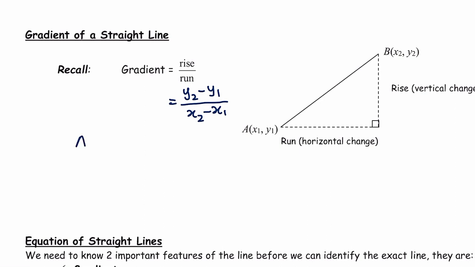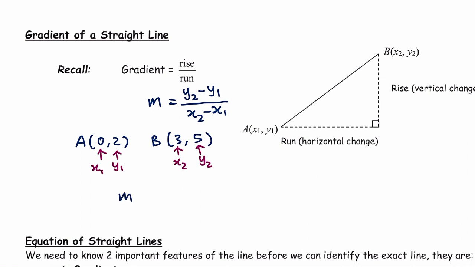So for example, if I were to be given A as a point (0, 2), B as a point (3, 5), then we can just easily identify this as x1, y1, this as x2, y2. All right, and then we can just easily substitute this into the formula. But before that, let me just mention that I'm going to use m to denote gradient.